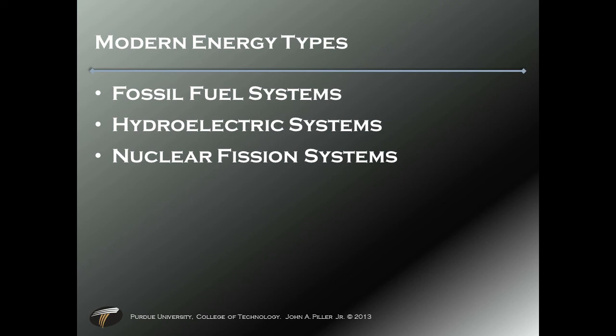Okay, when I am speaking about modern energy types, I'm talking about three basic types, the major systems that are used for electrical energy in the United States today. Fossil fuel systems, which include coal, oil, natural gas, hydroelectric systems, and nuclear fission systems.